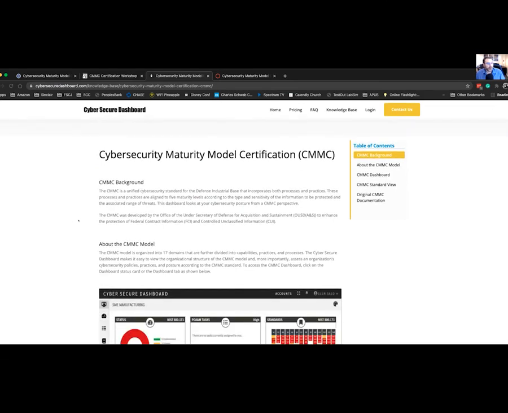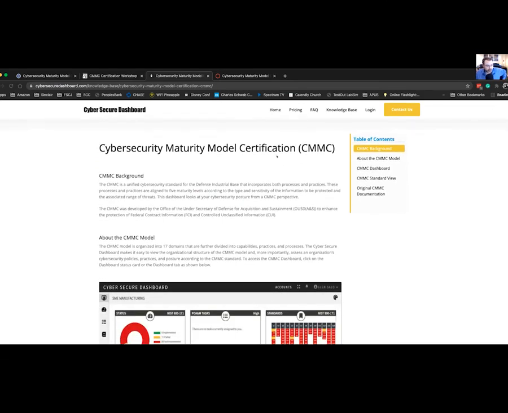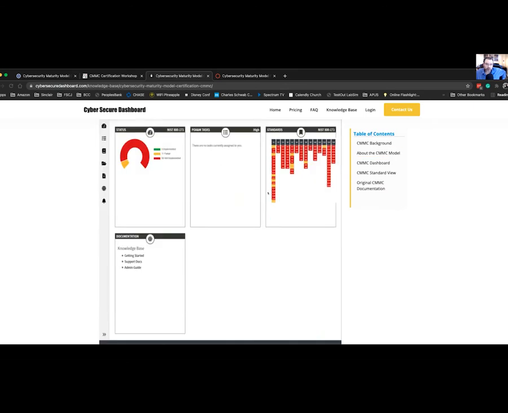Well, there's a company that we're working with, the Cybersecurity Maturity Model Certification Dashboard, that'll actually help you do a review of a company to see if it meets the guidelines, which is a really cool company. There's a lot of great information that you can uncover.